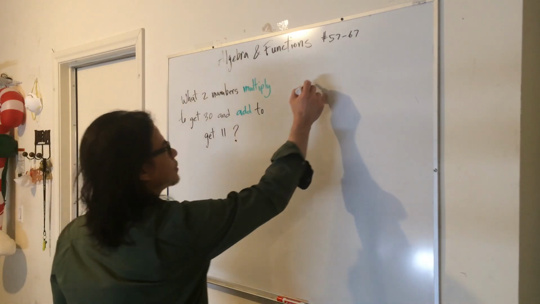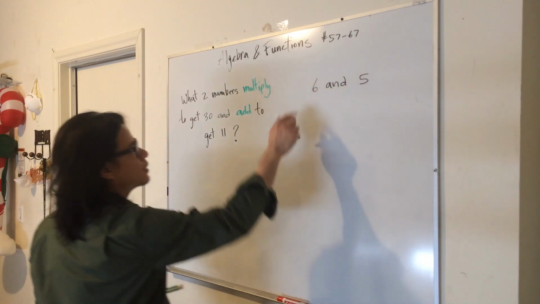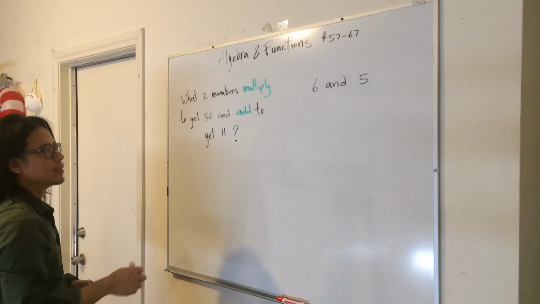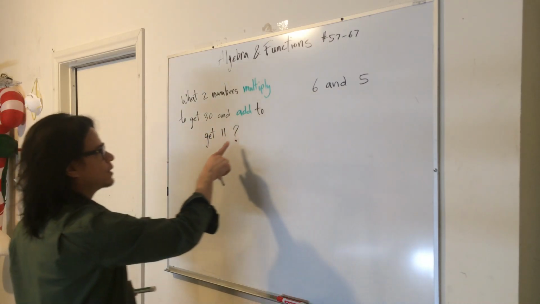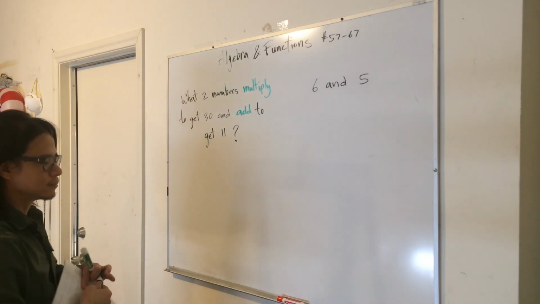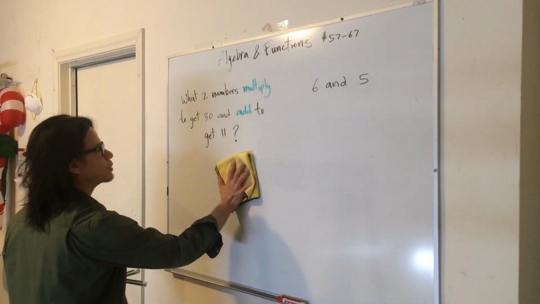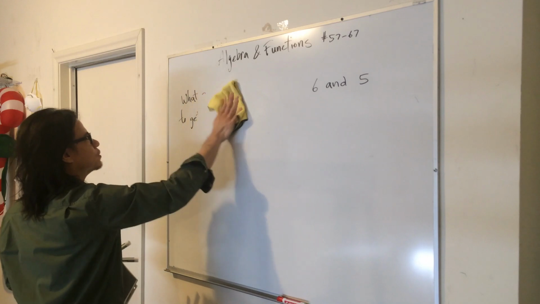Okay, so the answer here is 6 and 5, because they multiply to get 30, 6 times 5 is 30, and add them up, 6 plus 5 is indeed 11. Hopefully you were able to figure that out without too much strain on your brain there.